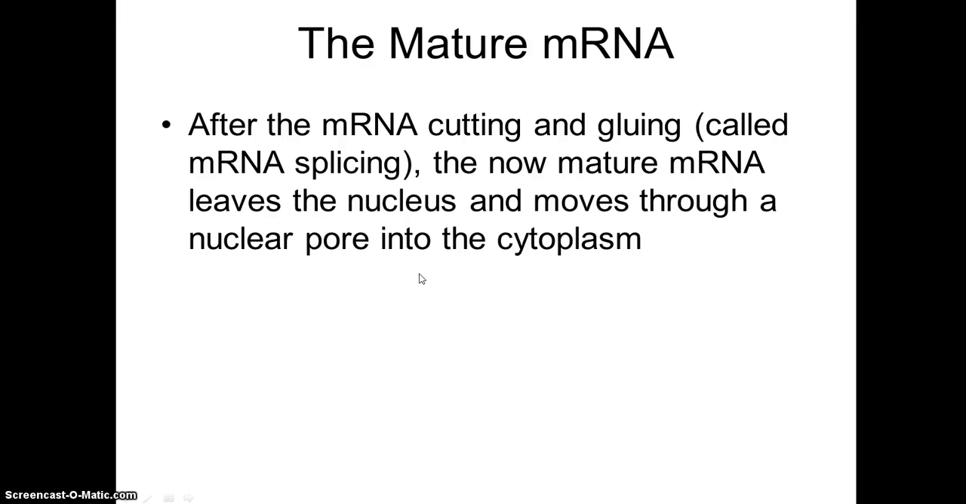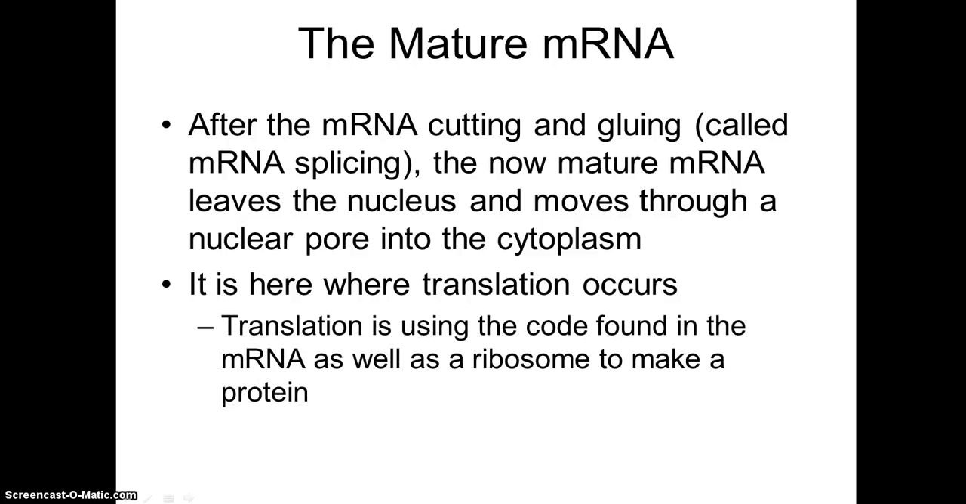After the mRNA cutting and gluing, we call that mRNA splicing, the now mature mRNA leaves the nucleus and moves through a nuclear pore and goes out into the cytoplasm. Out there is where step 2 of protein synthesis occurs. That's called translation. Translation is using the code found in the mRNA as well as a ribosome and transfer RNAs to make the protein. Actually, it's the immature version of the protein because it's supposed to progress through some organelles to become mature.